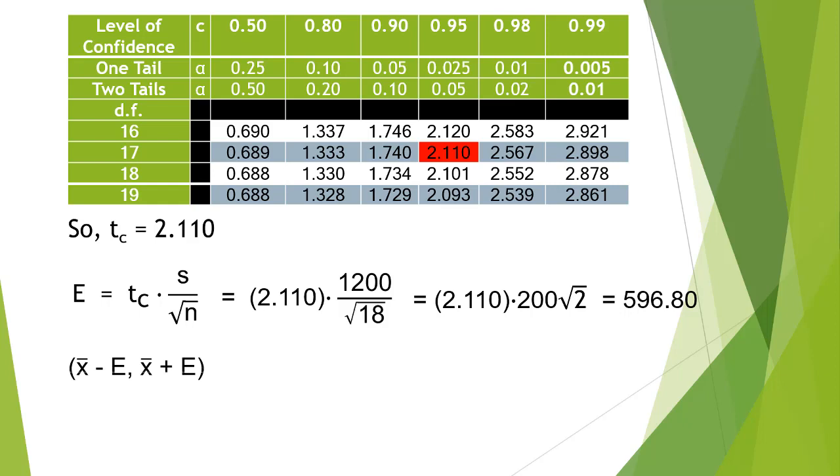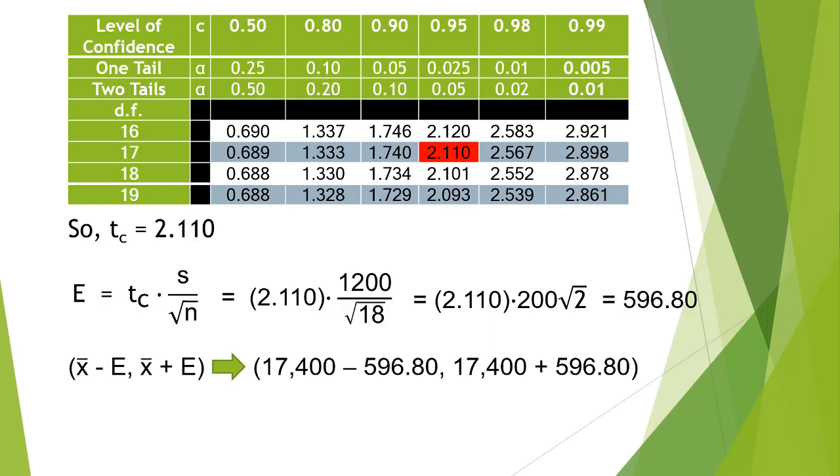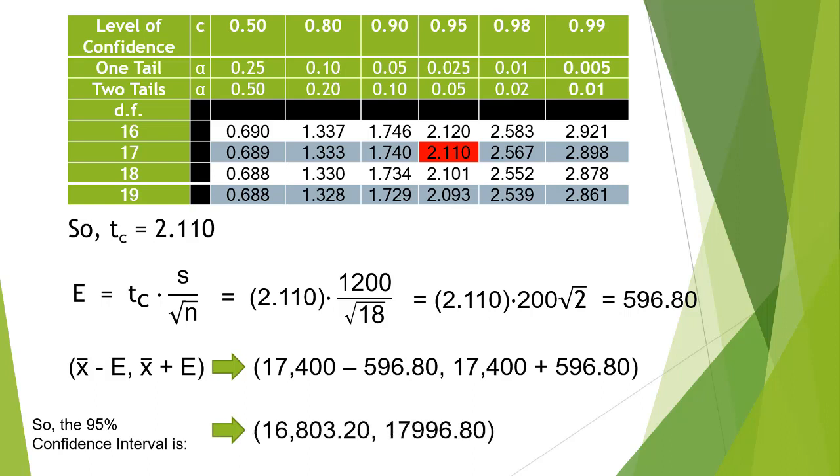So now we can construct our confidence interval by taking that margin of error we just found, subtracting it from the sample mean, and adding it to the sample mean. The sample mean in this problem was 17,400. So we're going to take 17,400 minus 596.80 and 17,400 plus 596.80. So the 95% confidence interval is $16,803.20 to $17,996.80. So I am 95% confident that if I was to find all of the tuition costs for all of the 4-year universities and take their average, that average would fall into this interval.